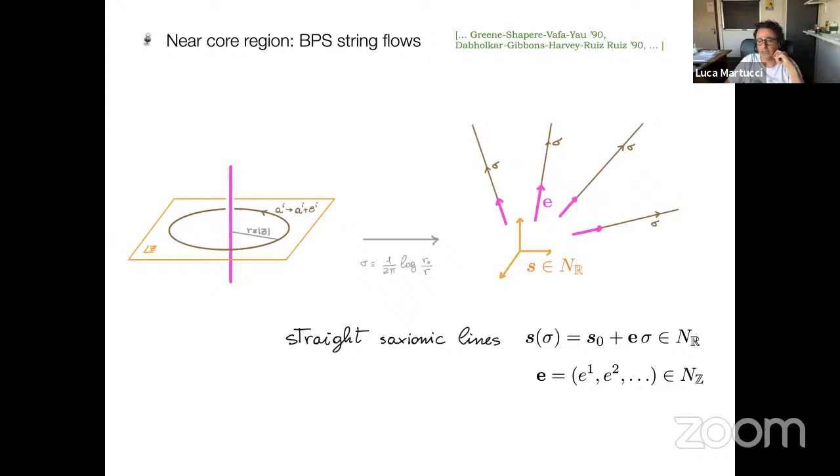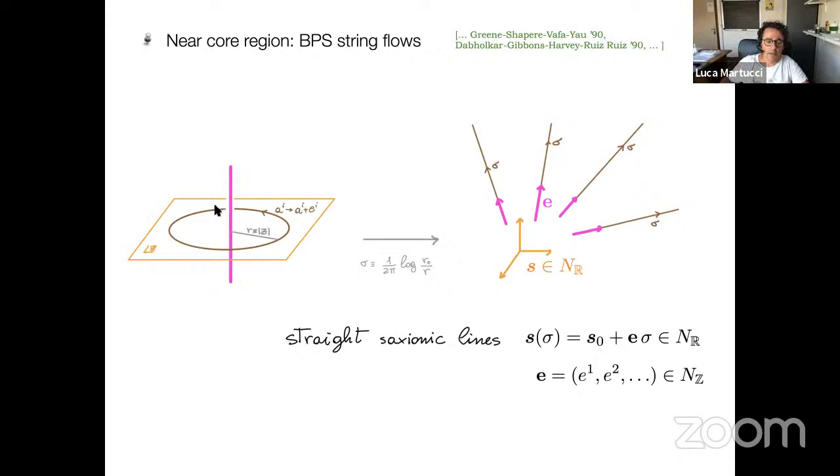Now, this identification of these EFT strings is very qualitative. So in order to make it more quantitative, we can use supersymmetry. Indeed, as I said, we are interested in the behavior of the scalar fields very close to the string. So in a semi-classical regime, the string can be approximated to a straight one.